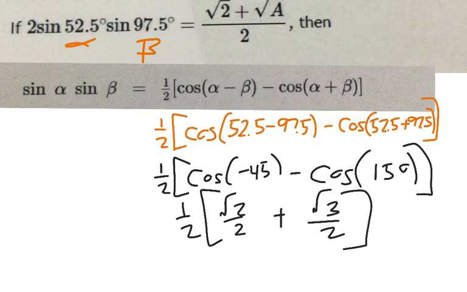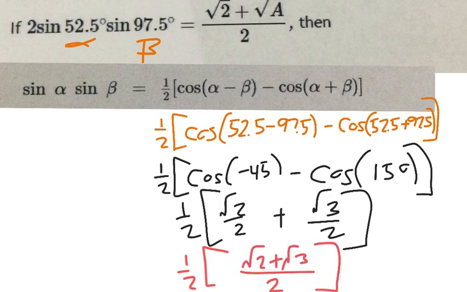Is everyone okay? So I'm just going to leave this 1/2 out front, because remember what's happening in the end? I'm going to double it, right? So let's just leave that half, because when I double it, it's going to go away. And inside, I already have a common denominator, so this is just radical 2 plus radical 3 all over 2.